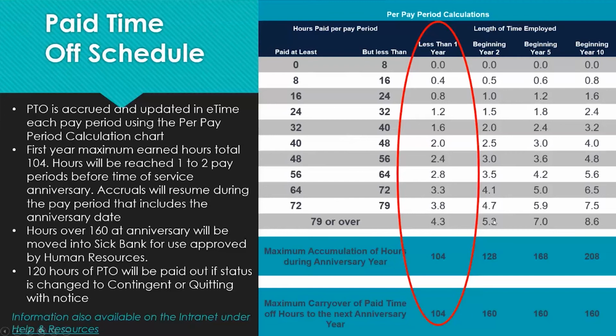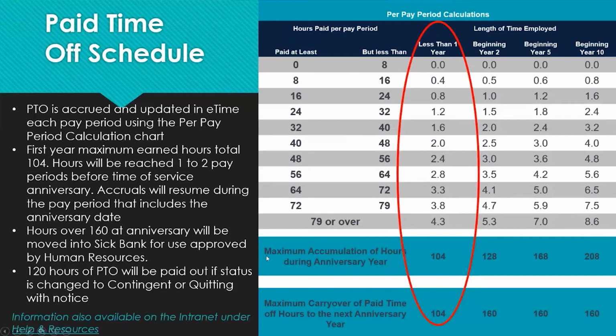When you reach the beginning of your second year, which is 1 year and 1 day employed, you will bump to 5.3 hours max. And then the beginning of your 5th year is 7 hours, and the beginning of your 10th year is 8.6 hours.